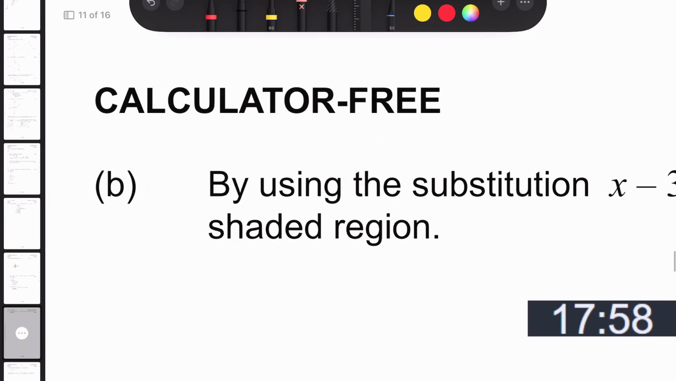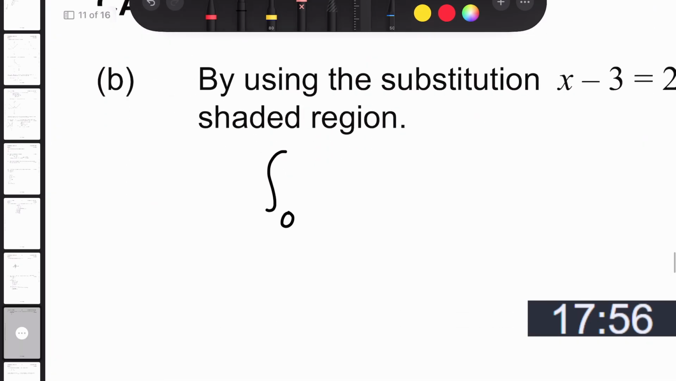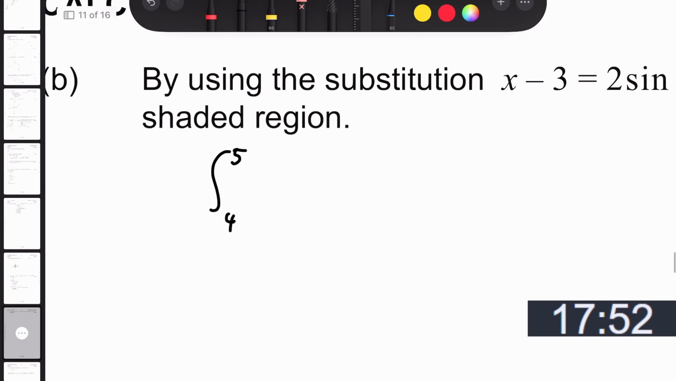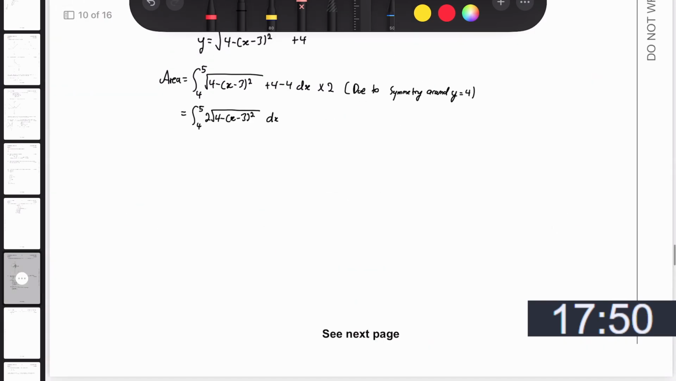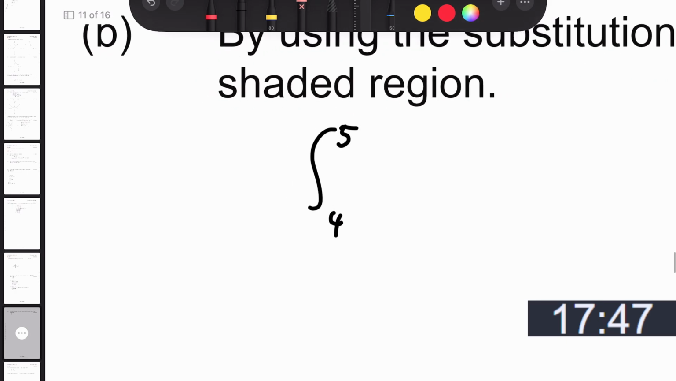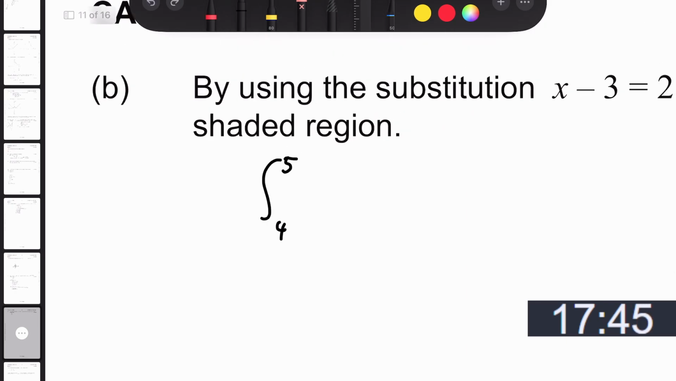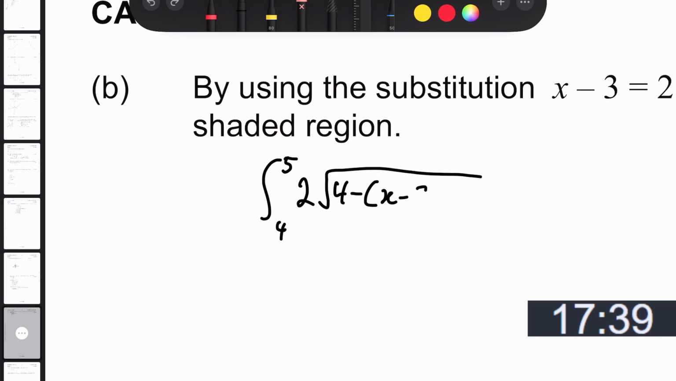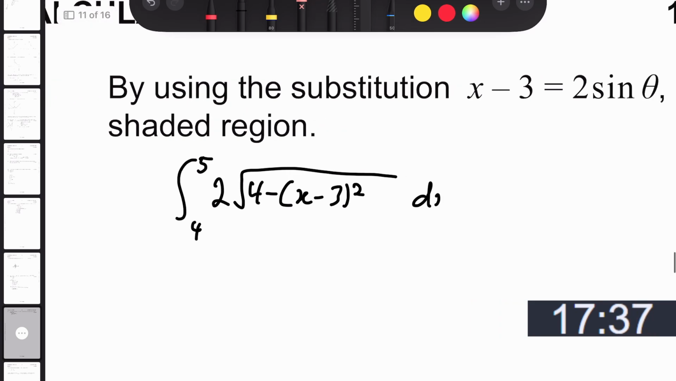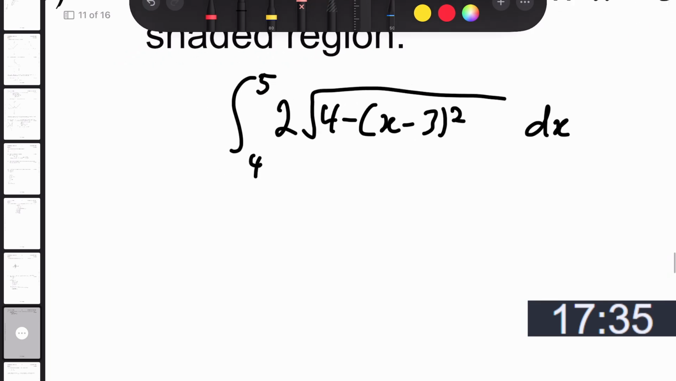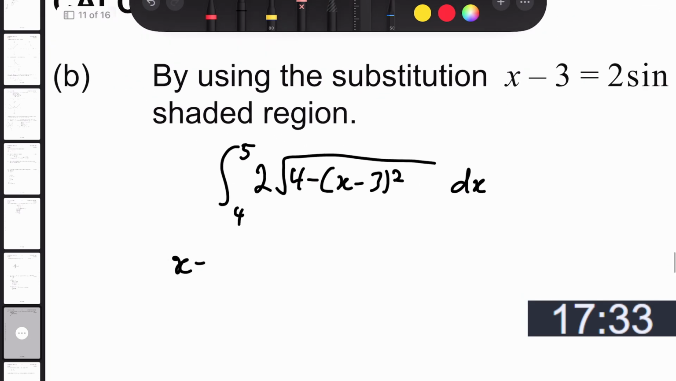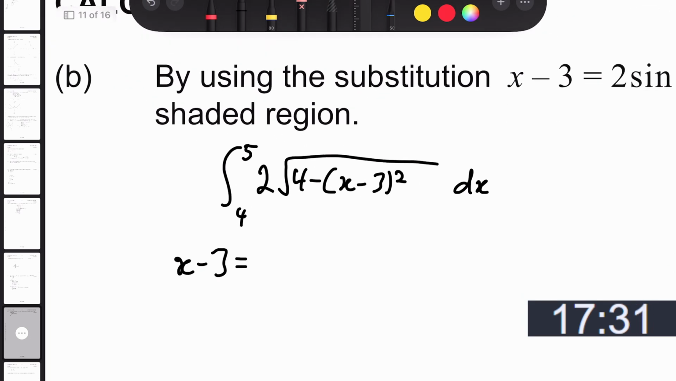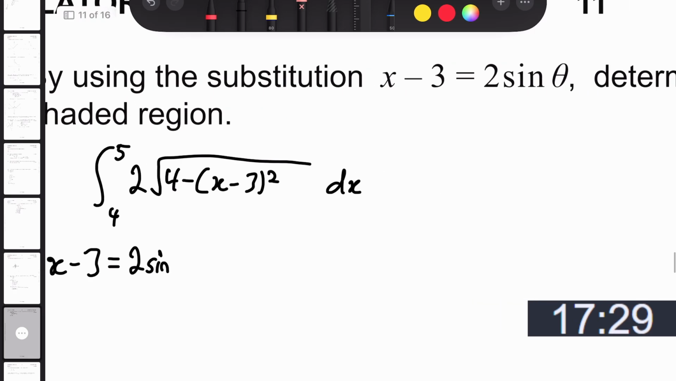So area. So let's just rewrite this. 4 to 5 of 2 square root of 4 minus x minus 3 squared dx. So x minus 3 equals 2 sine theta.